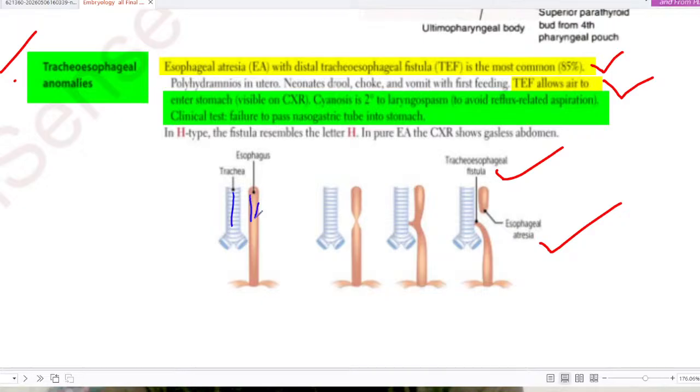Sometimes there is some atresia or narrowing or constriction in the esophagus. This is normal, and this is one anomaly where there is a constriction over the esophagus, and this is also an anomaly where the esophagus is constricted and it is connected with the trachea. And there is another anomaly here. This esophagus connection starts from the trachea and the lower end of the esophagus is totally fused.